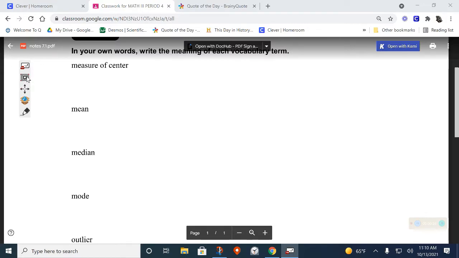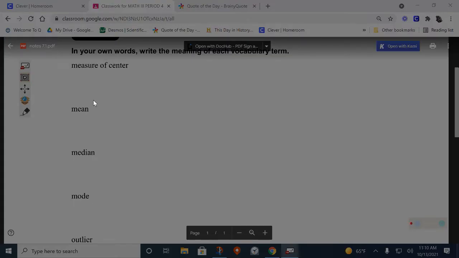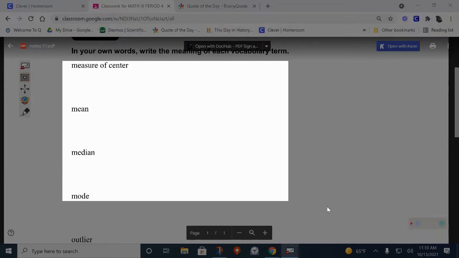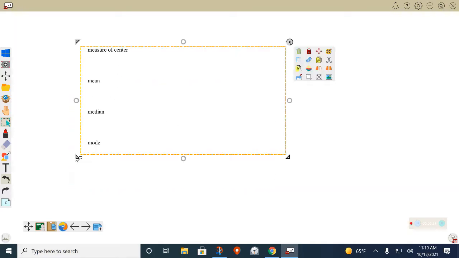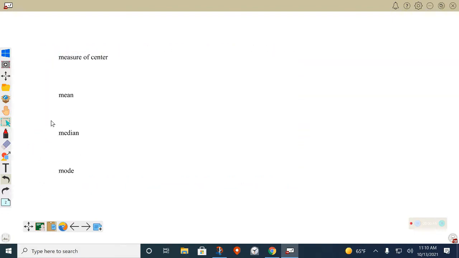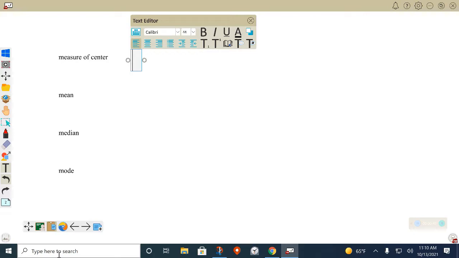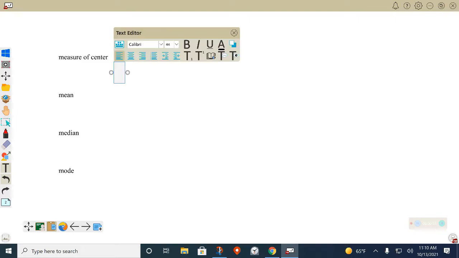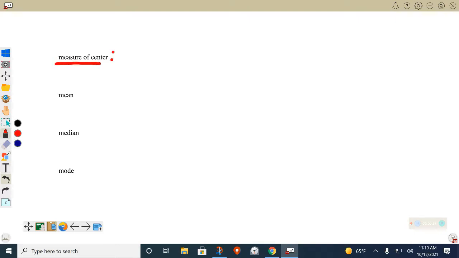So, let's define a measure of center. What the heck is a measure of center? All right. Rocking and rolling. All right, here we go. Go ahead and turn that off. I hear some music and stuff. Like, yeah, stop it. Here we go. Measure of center. So the word is measure of center. Go ahead and put colon. Okay.